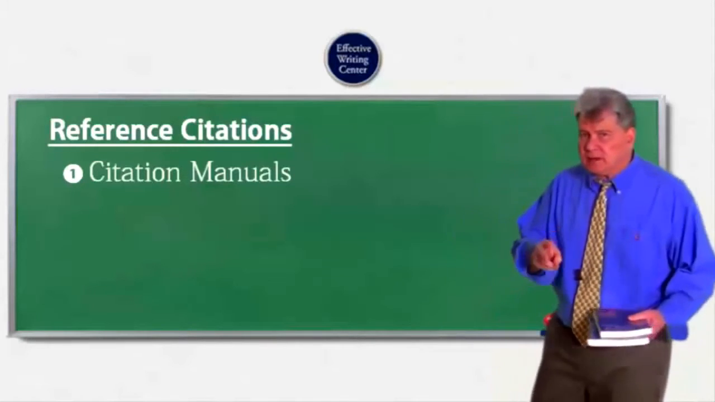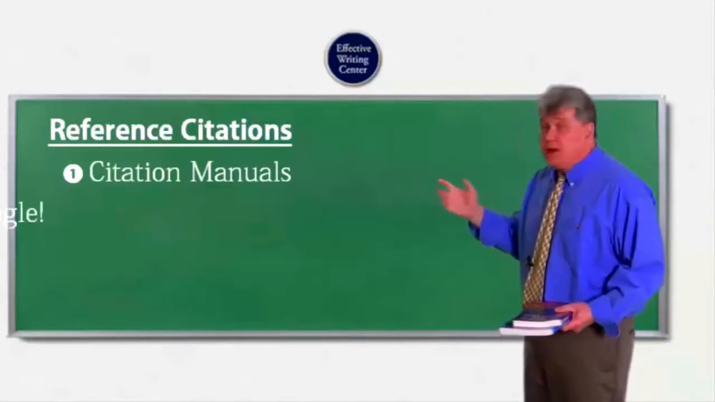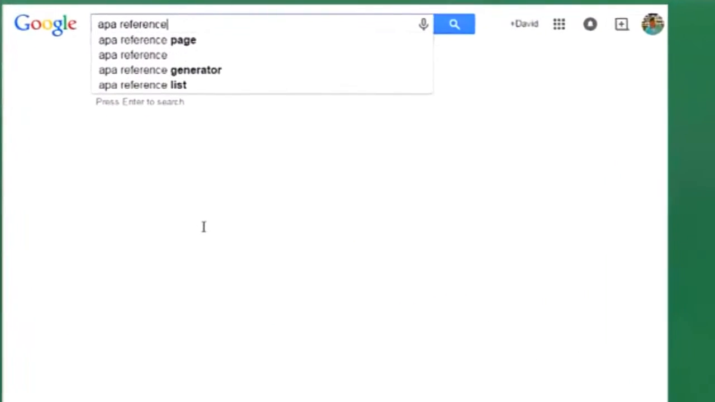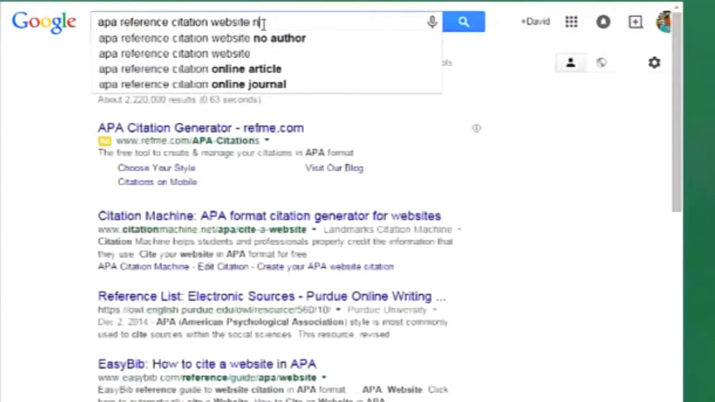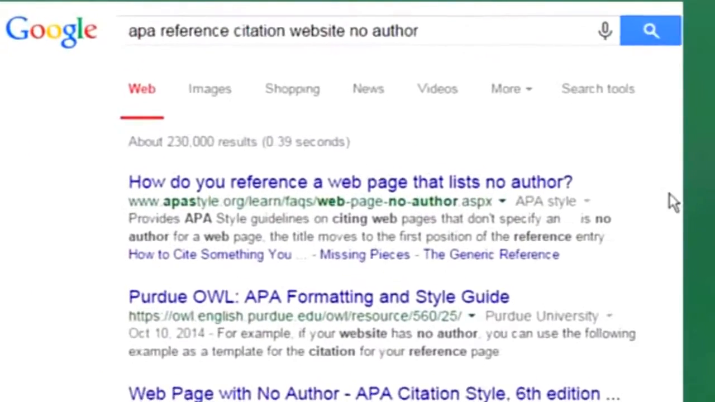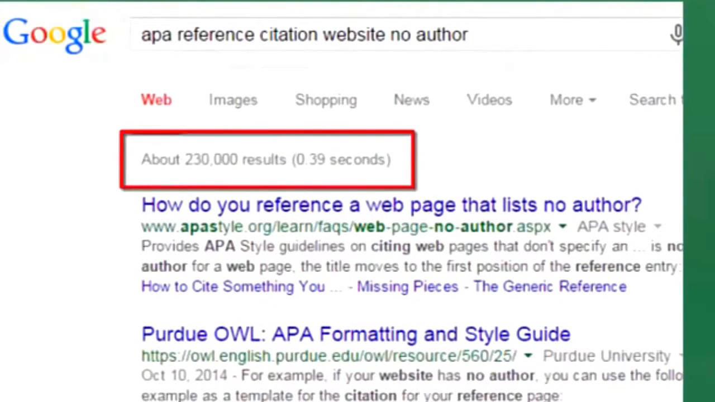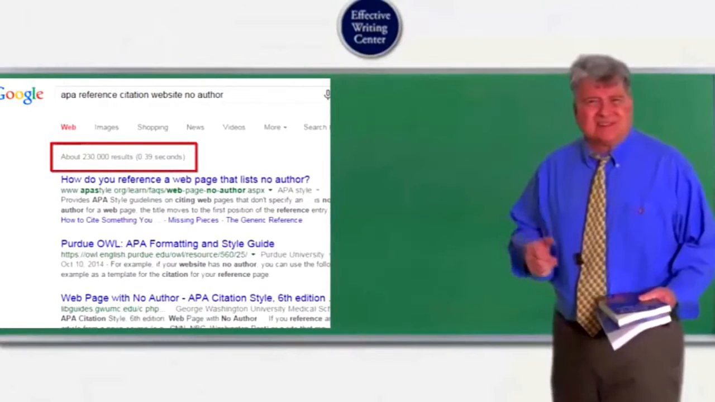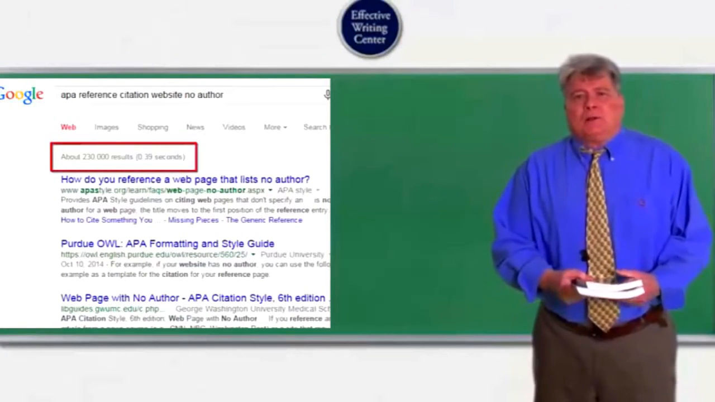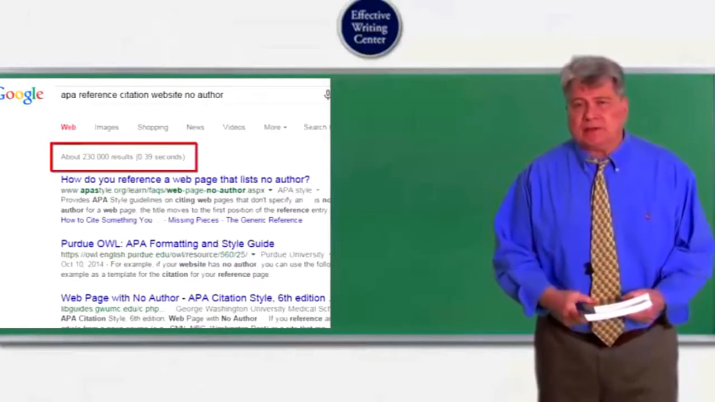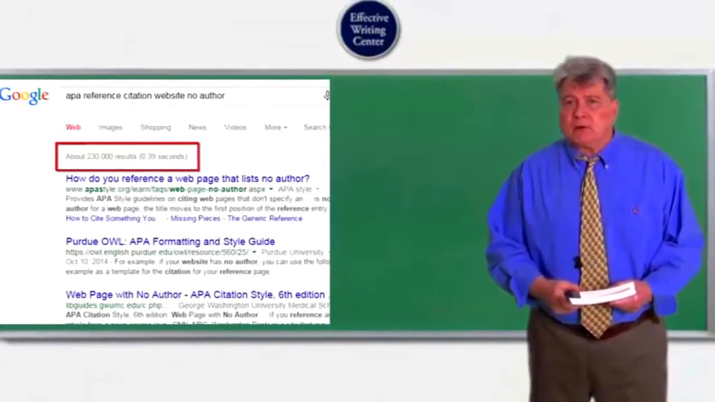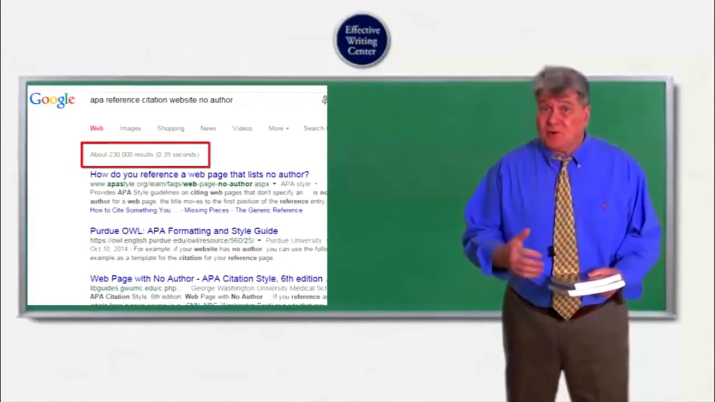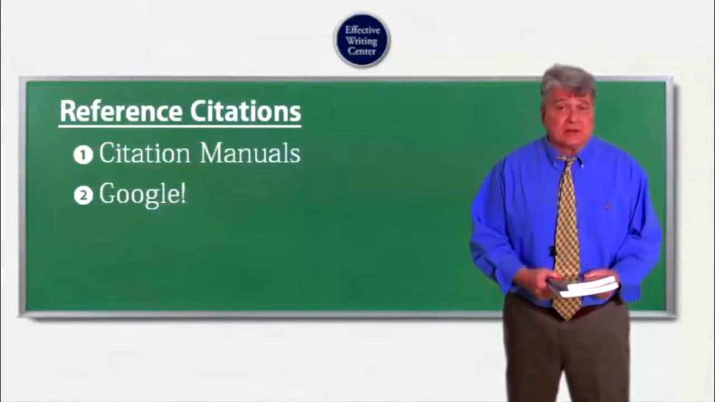Now, your second method would be to Google it. Why not? Go to Google. Type in APA reference citation, let's see, website with no author. That should narrow it down. Let's see how many results we get. 260,000. Well, hey, just do the first couple of pages. And remember that each website is going to be using different examples, and some websites might even contradict each other.